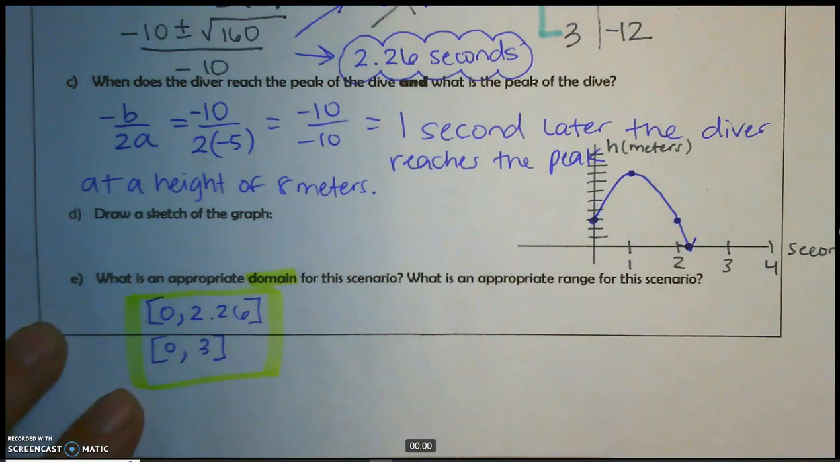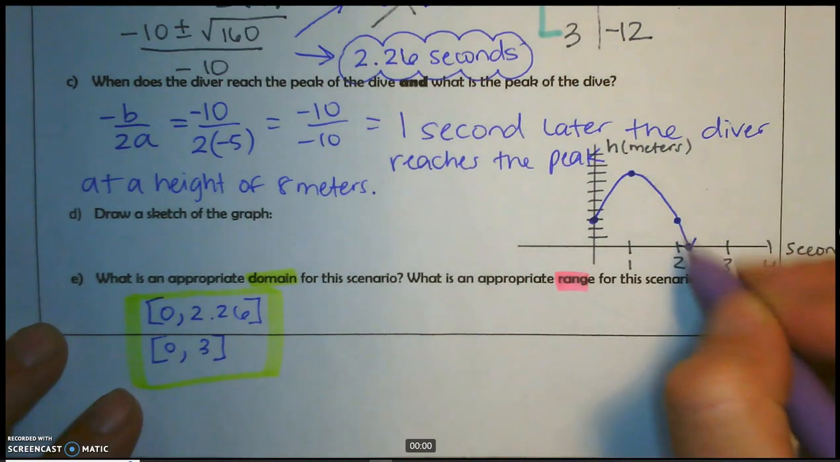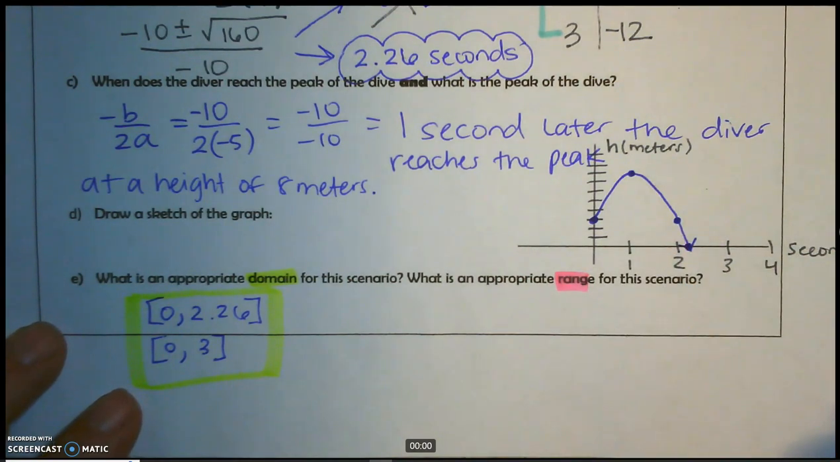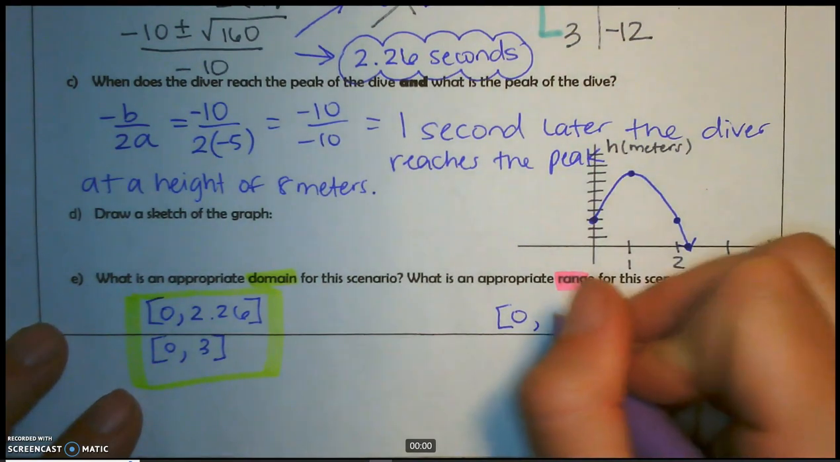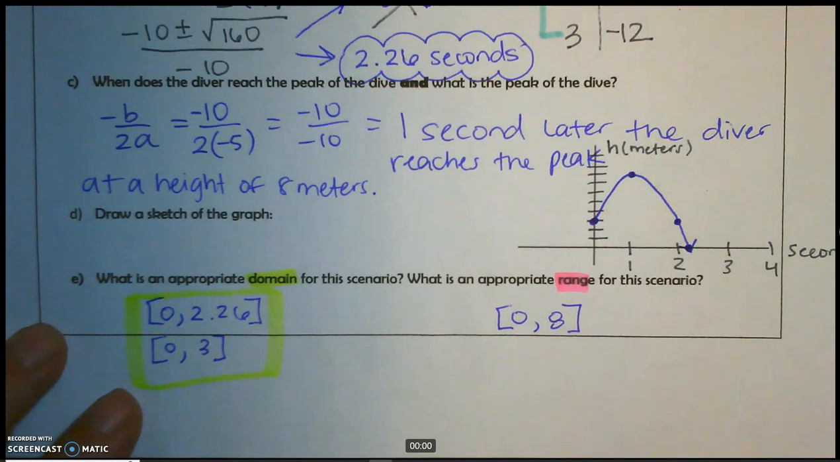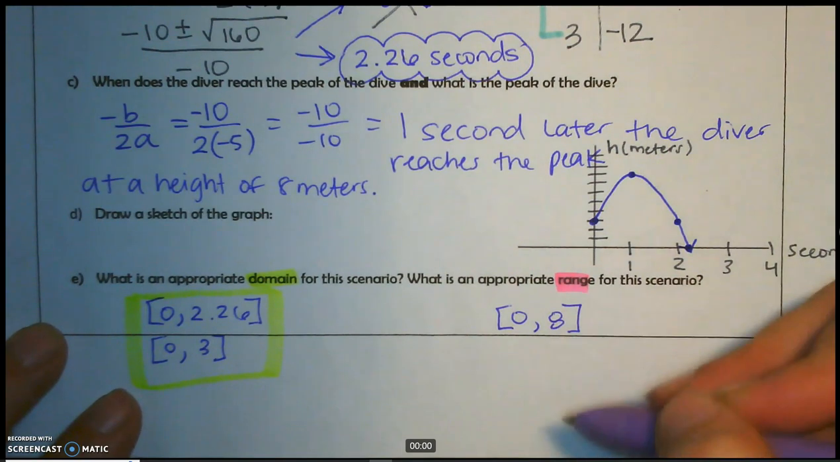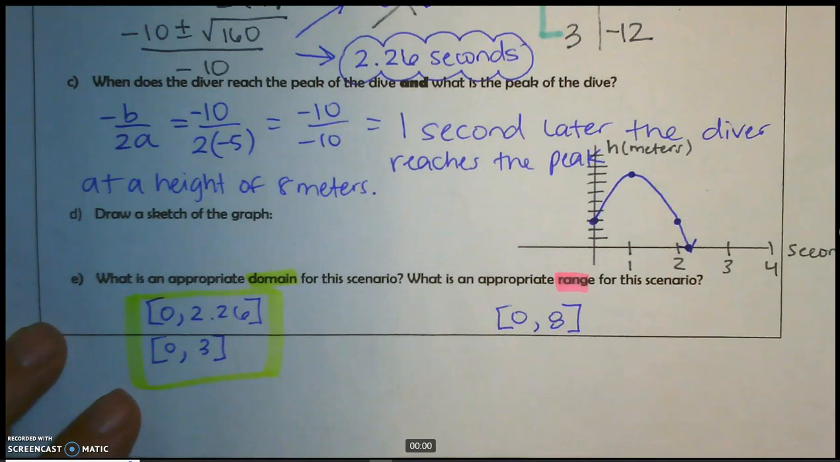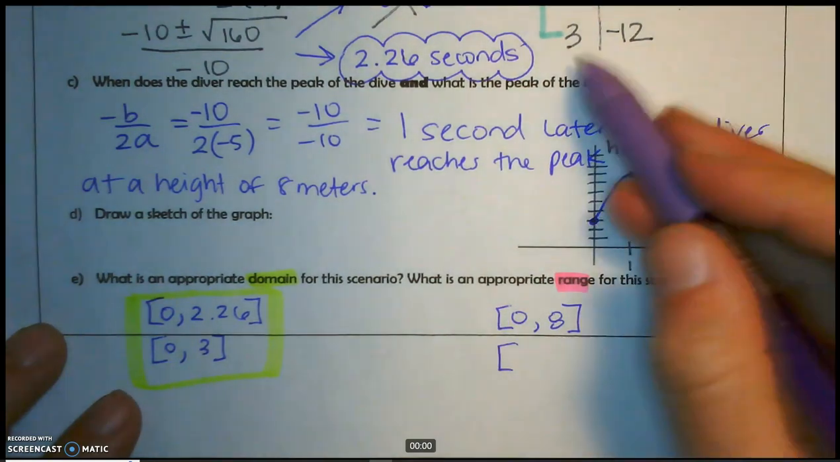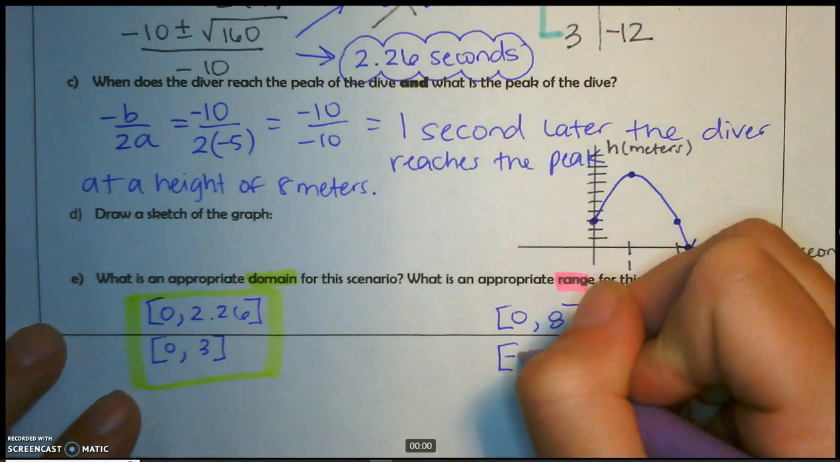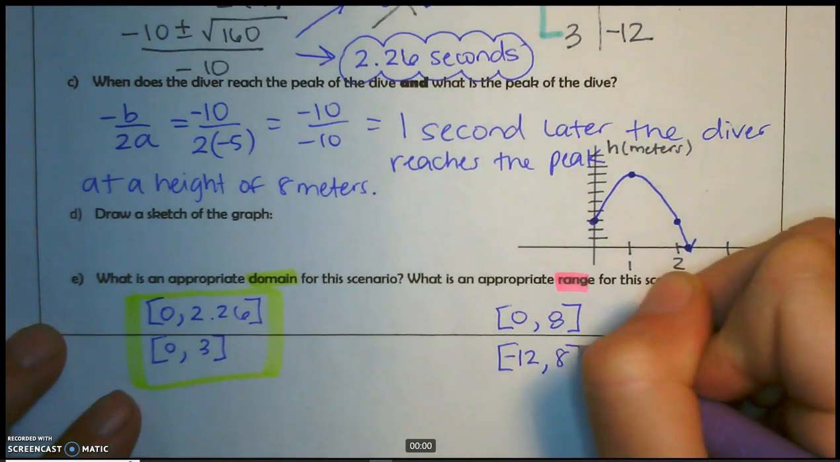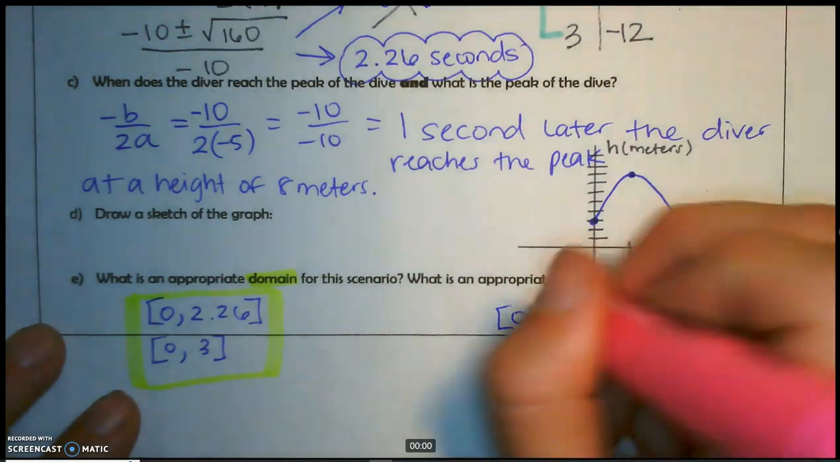Then an appropriate range for this scenario is your lowest y to your highest y. So the lowest y, well, we can make different arguments for it, but I'm going to make 2 arguments. Maybe you talk about her reaching a height of 0, which is when she hits the water. So 0 to a maximum height of 8 meters. Or maybe you might make an argument for how many meters below the water she goes. Now we can look at the table. Obviously, she won't go below the water forever, but if you carry it down to 1 second later, maybe she does reach 12 meters below water. So I could see you making an argument for either scenario.